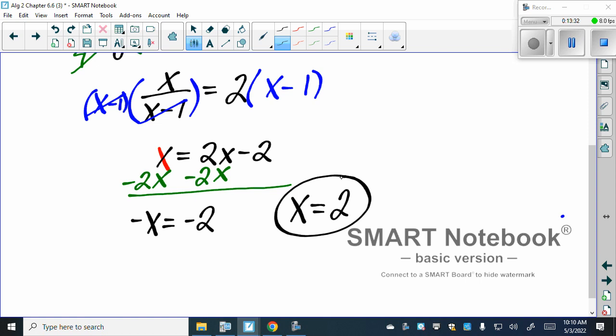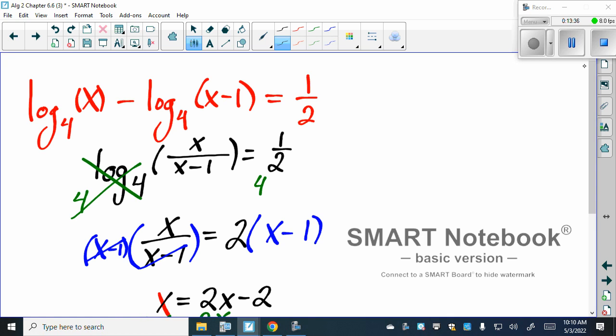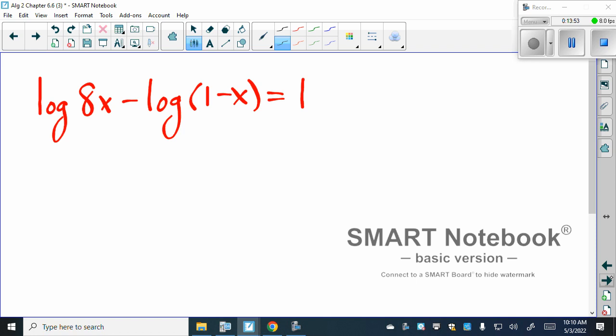Questions on this here? And we can look back to make sure. Well, if this is 2, 2 minus 1, will either one of these give me a negative or 0? No, so 2 works. Any questions on any of this here? And that's it. That's all we have to do for these here. Any question on anything we've done so far?